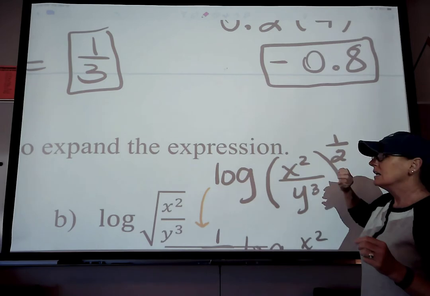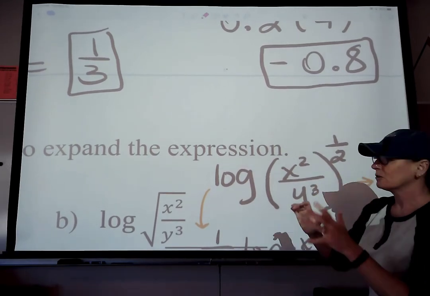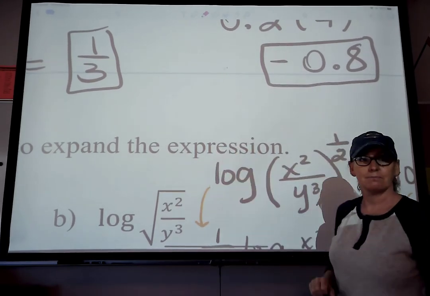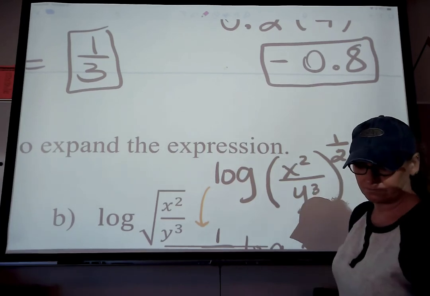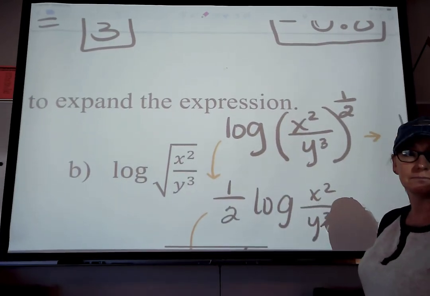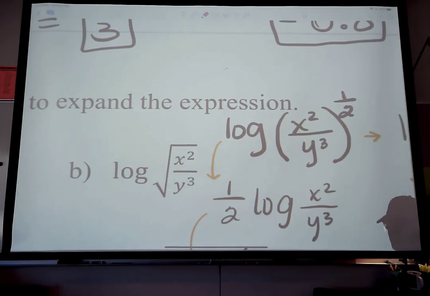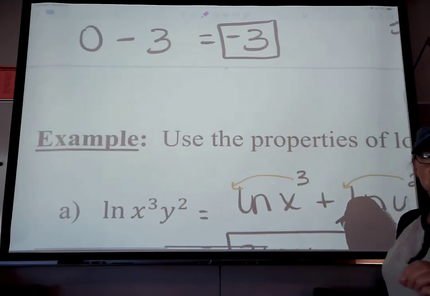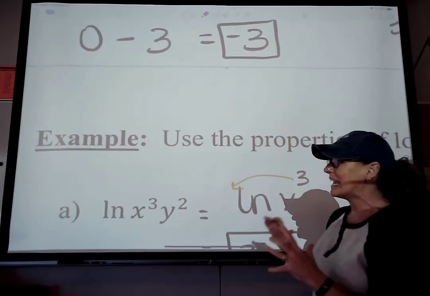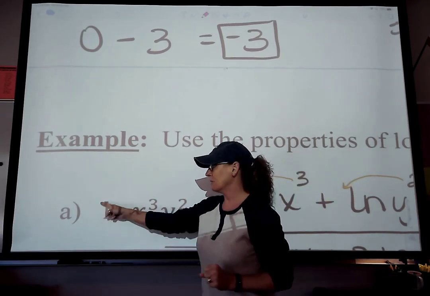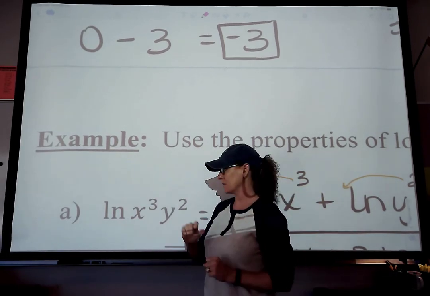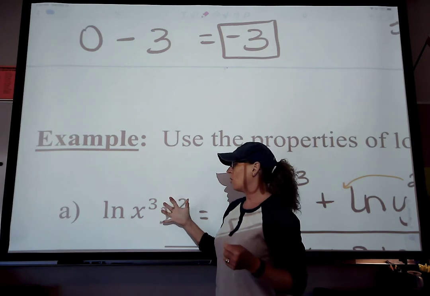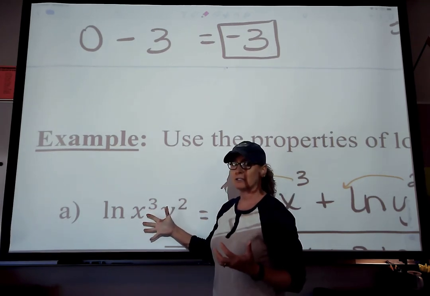Now, to finish out this problem, it is totally legal to take this 1/2 power and put it in front of the logarithm. Like that. However, let me stop there. Let's go back to this one. It is not legal at all yet to take this 3 and put it in front, or take this 2 and put it in front. Because neither the 3 nor the 2 go on everything that I'm taking the natural log of.